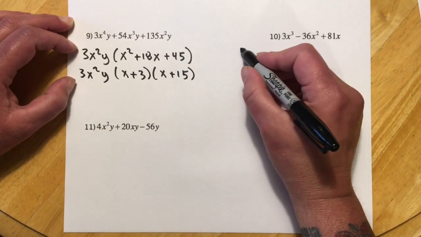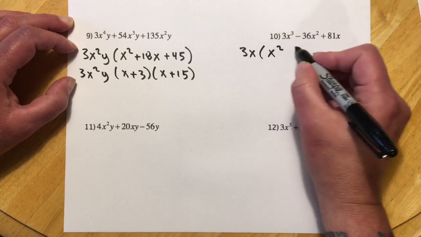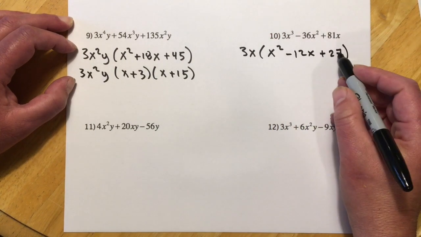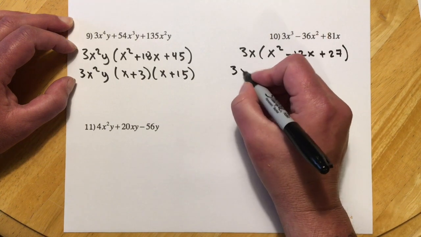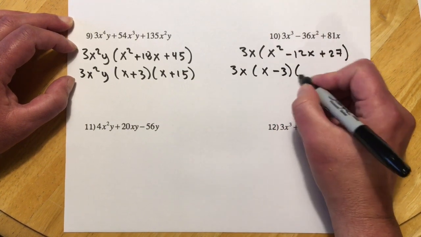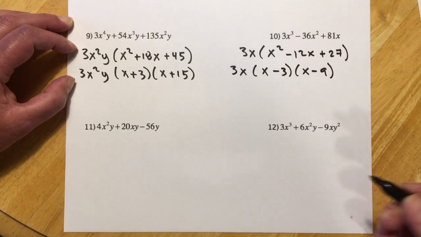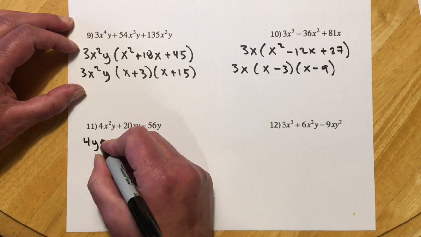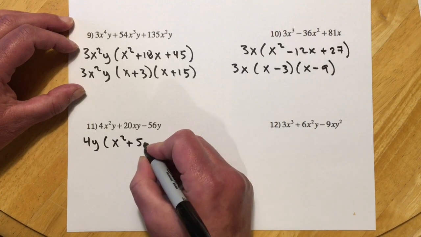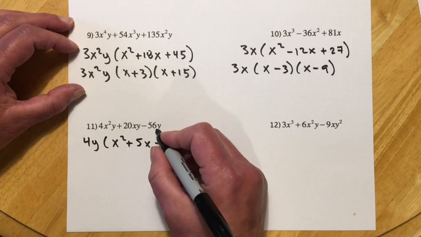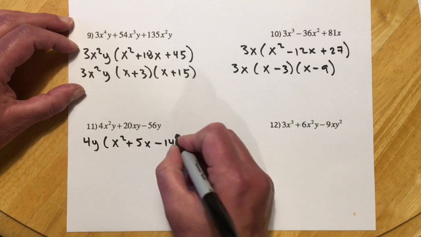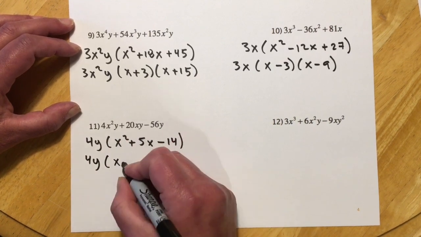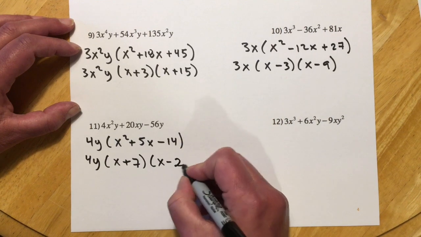Next one, another GCF. So take a 3x out, leaves behind x squared minus 12x plus 27. And I need two numbers to multiply to be positive 27 and add to be negative 12. So that's going to be x minus 3 and x minus 9. And this one looks like a GCF of 4y. So x squared plus 5x minus 14 goes in, yes. And then multiplies to negative 14, adds to be 5. So that'll be a positive 7 and a negative 2.